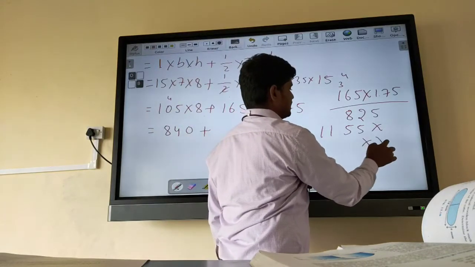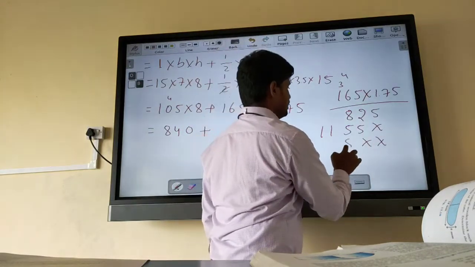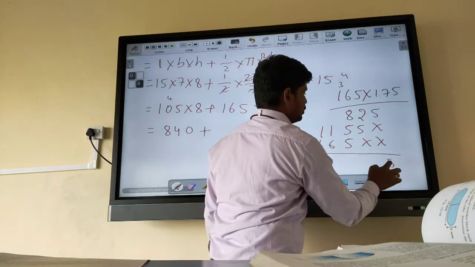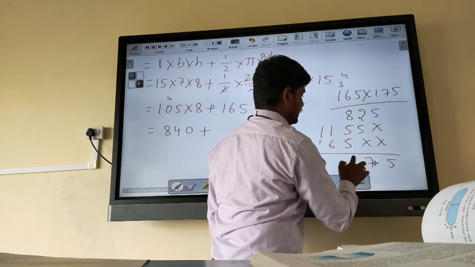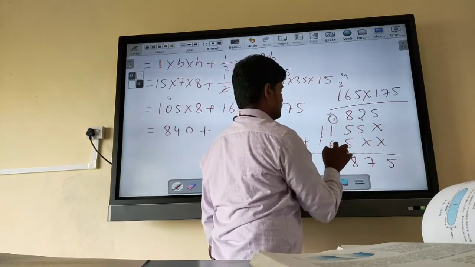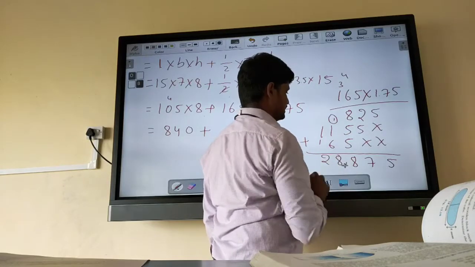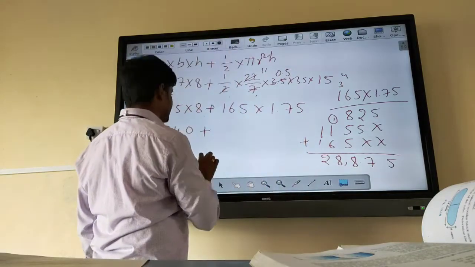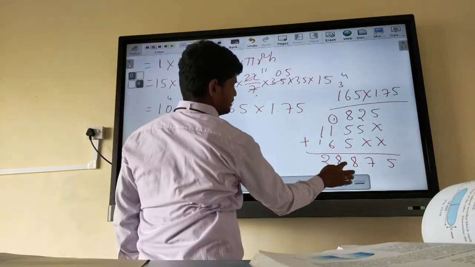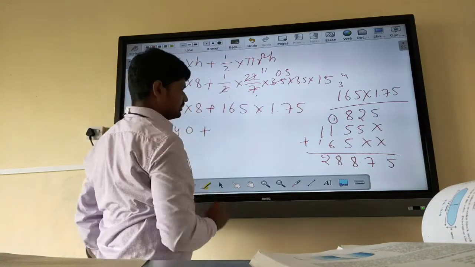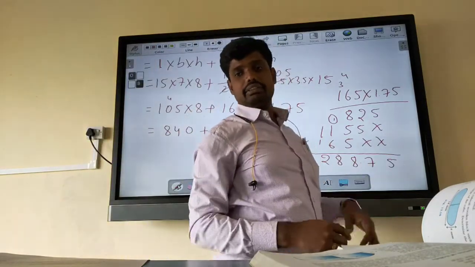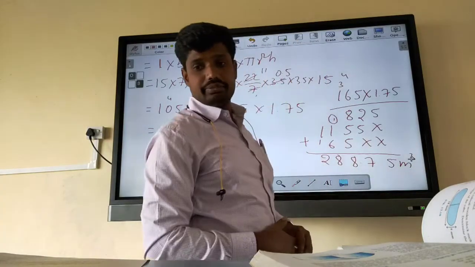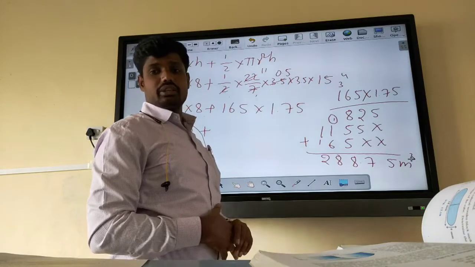Now 2 into mark. 1 table: 1 five is 5, 1 six is 6, 1 one is 1, plus 5, 2 plus 5, 7, 10, 18, 8 1 carry, 1 plus 1, 2, 2 plus 6, 8, 1 plus 1, 2. What is the answer? Put the point in the last two digits. Answer is 288.75 meter cube. 288.75 meter cube, children. Any doubt regarding this one?